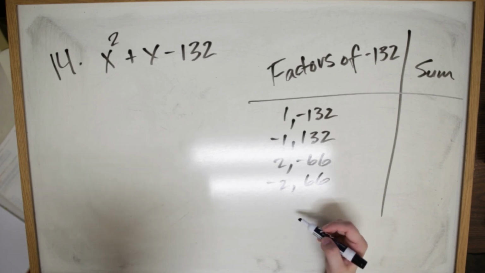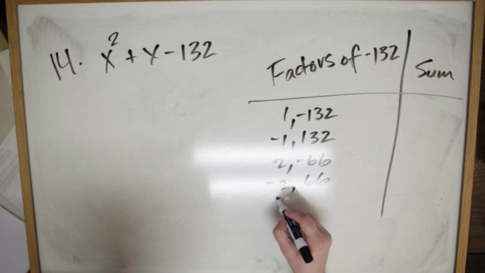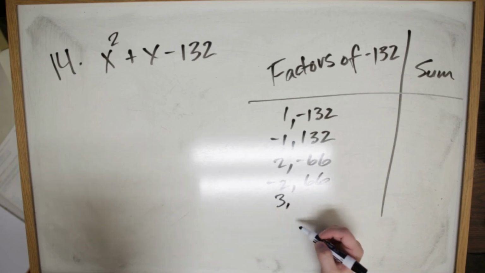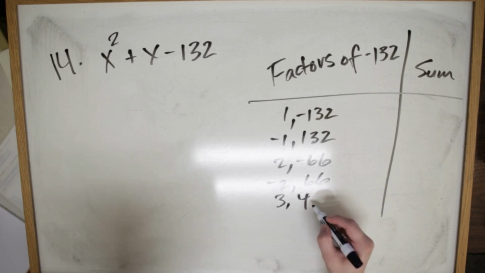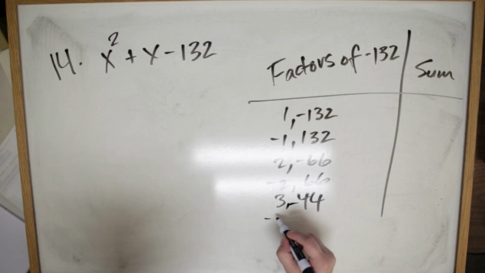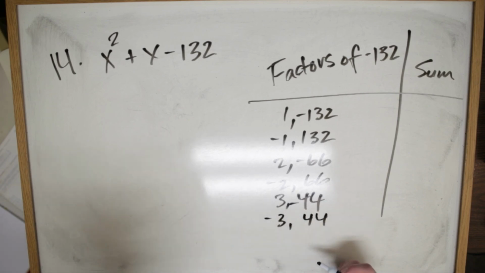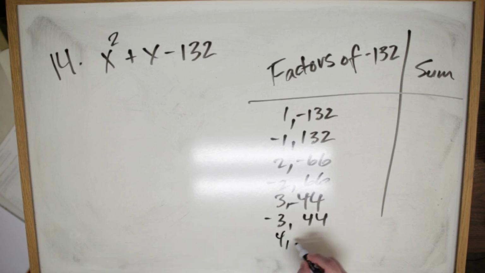3 is in there too. Oh my gosh, this is nuts. 3 and 44, I think minus 44. I'm just guessing at this point, but I'm pretty sure that's correct. 4. Oh gosh, this is where I'm going to have to use a device. All right, take a little break. 132 divided by 4 is 33, of course. Minus 4, positive 33. Okay, you can see I'm going a little crazy.